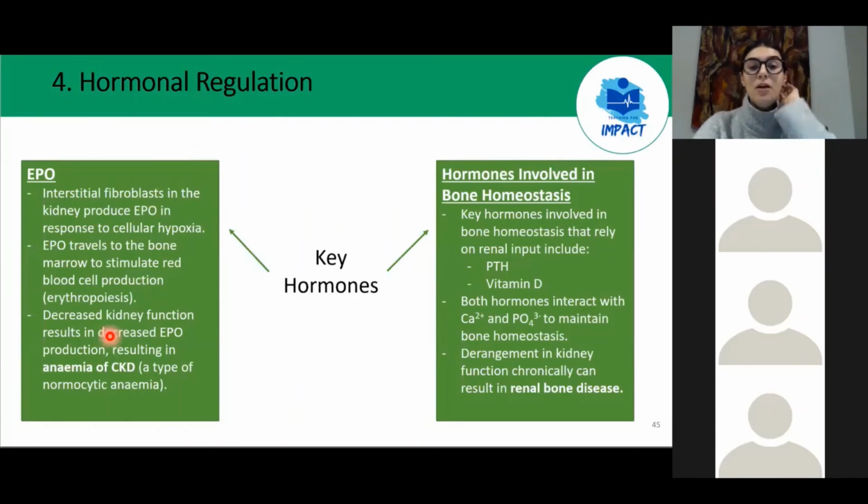Cool. Final thing that the kidneys are really good at is hormonal regulation. And this is really important in the context of chronic kidney disease. So firstly, the kidneys produce EPO, which is a really important hormone to induce the formation of red blood cells. So EPO travels basically to the bone marrow and stimulates the formation of red blood cells. And therefore, when the kidney's not working, less EPO is released and you can end up with anemia of chronic kidney disease. We also have a number of key hormones involved in bone homeostasis that are controlled by the kidneys, and that includes mainly PTH and vitamin D.